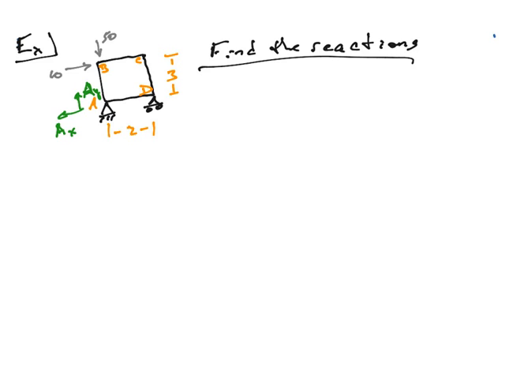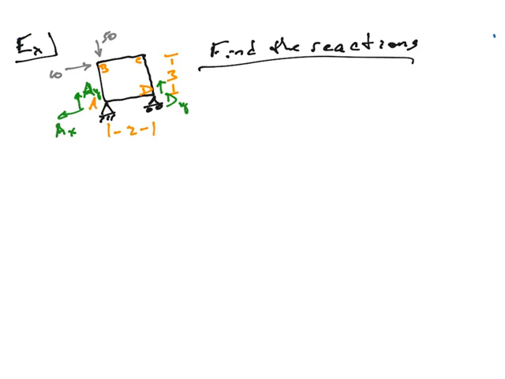What about at the roller? The roller can have one reaction and it's perpendicular to the surface. The surface here is horizontal, so the reaction must be vertical, and I'll call it dy. Again, I'm guessing it's up as well. And so that's what I want to find. I want to find AX, I want to find AY, and lastly, dy.